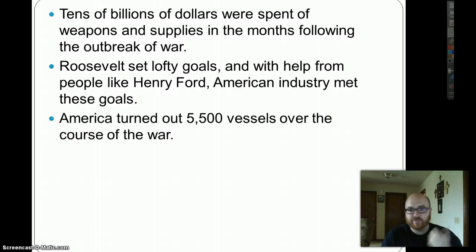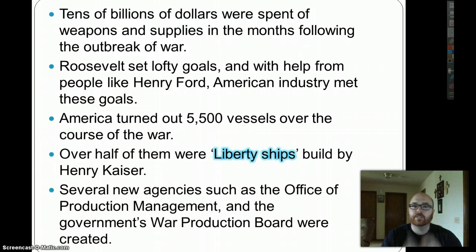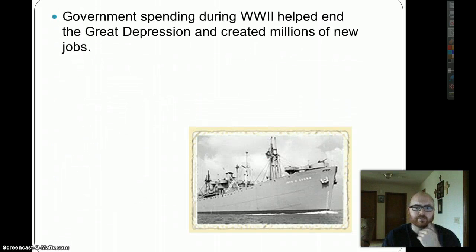Alright, they're going to build 5,500 vessels over the course of the war. Half of them Liberty ships. These are cookie cutter ships. Okay, they're all the same, and they're mass-produced on the assembly line. Mass-produced Liberty ships. Okay, Henry Kaiser. So several new agencies, such as the Office of Production Management and the War Production Board, were created to help out in the war effort. We're going total in, all in. Alright, here's a picture of a Liberty ship.